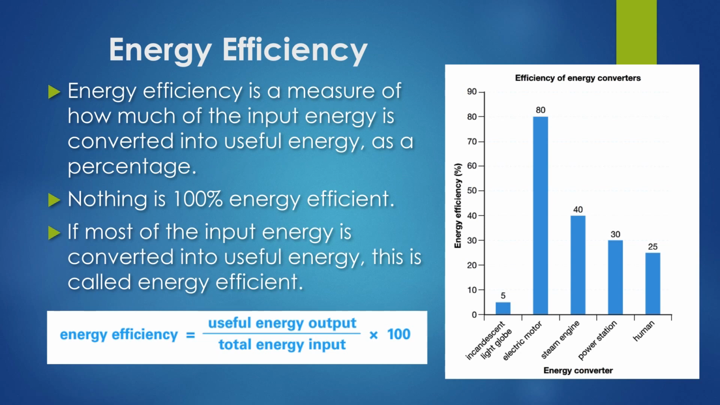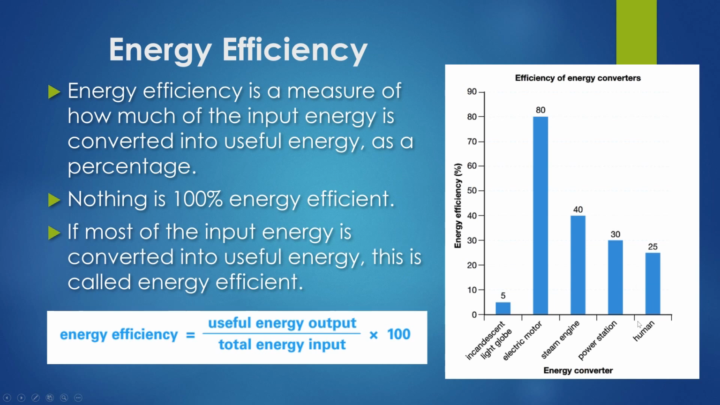The energy efficiency is a measure of how much the input energy is converted into useful energy, as a percentage. So lots of wasted energy means that the thing isn't very efficient, because not much of the input energy is becoming useful energy. So nothing is 100% energy efficient. Nothing. Absolutely nothing. There's always energy wasted. So something is energy efficient if most of the input energy, or a large amount of the input energy, becomes useful energy.